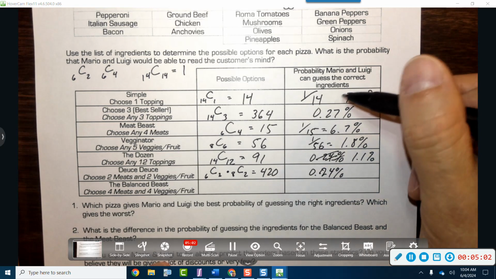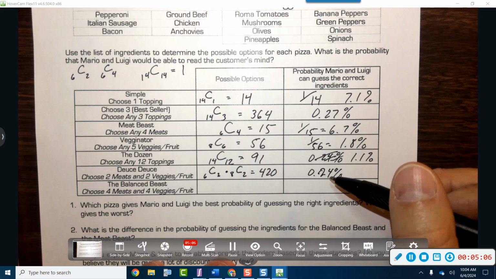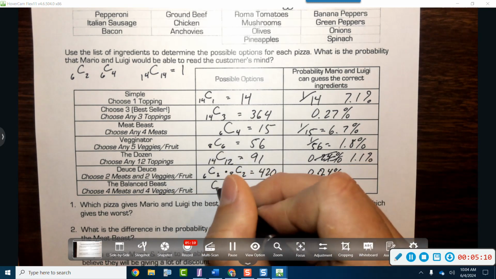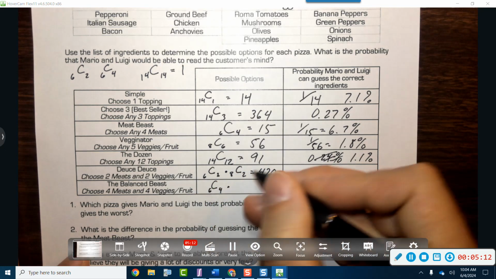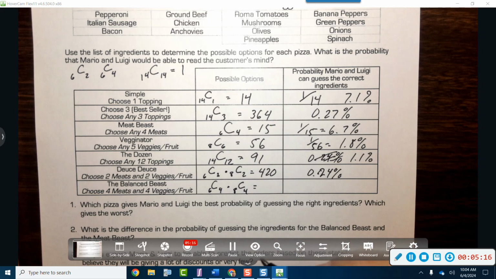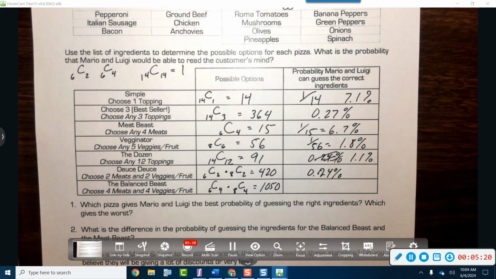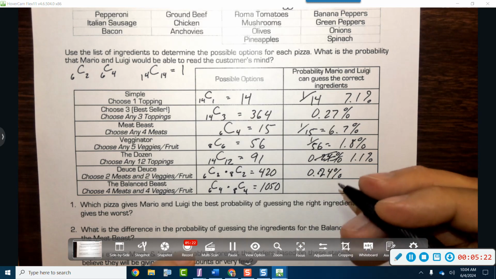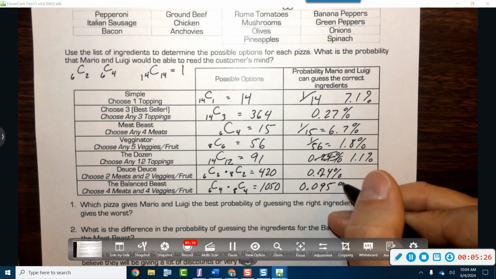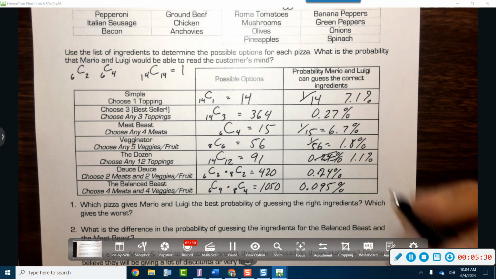Okay, so these are very low probabilities for them to guess the pizza. Extremely, extremely. All right, so balanced meat then: choose 4 meats multiplied by choosing 4 veggies. That is 1,050. So there's no way that they're going to guess the right combination for that. That is 0.095%, so we're talking less than 100th of a percent.